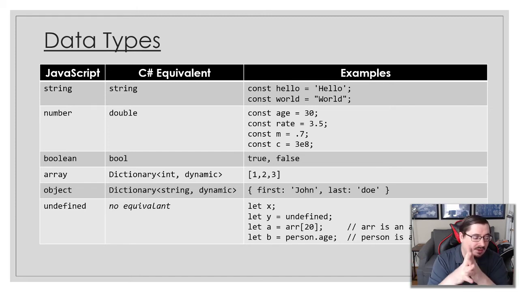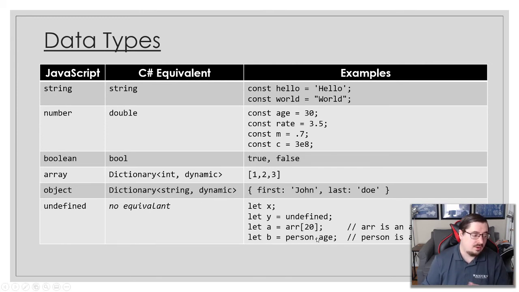There's nothing at that index. So you're going to get back undefined if you refer to array indexes that don't exist. Similarly, if you're working with objects, let's say person is an object, and I want to go to the age property. Well, if the age property doesn't exist, then I'm going to get undefined.